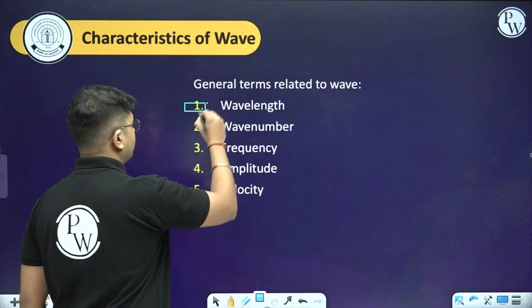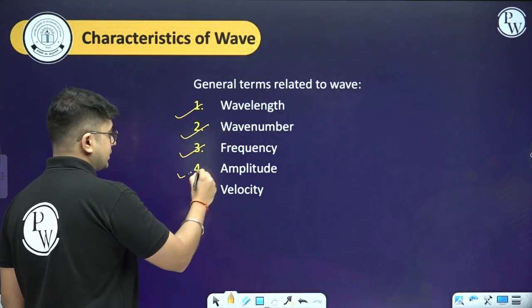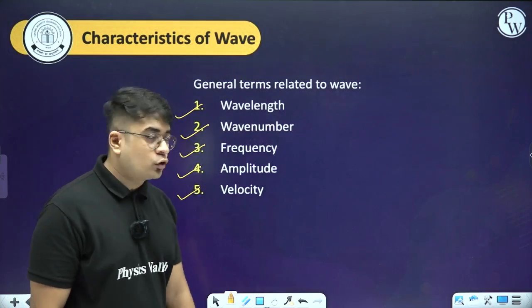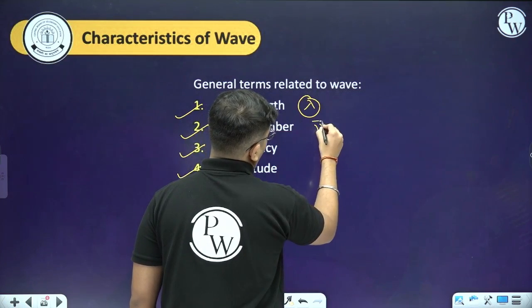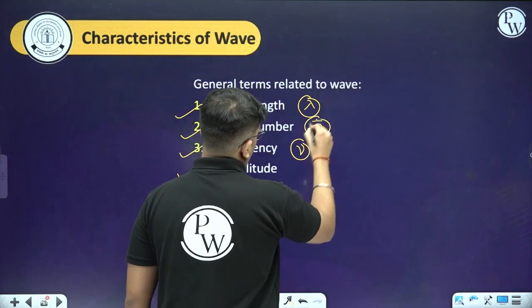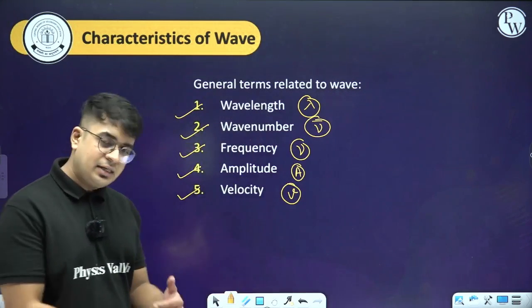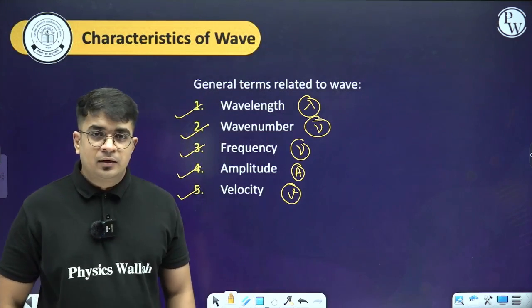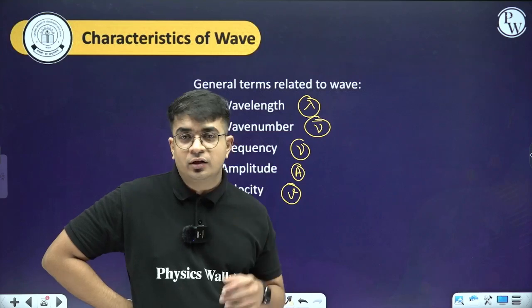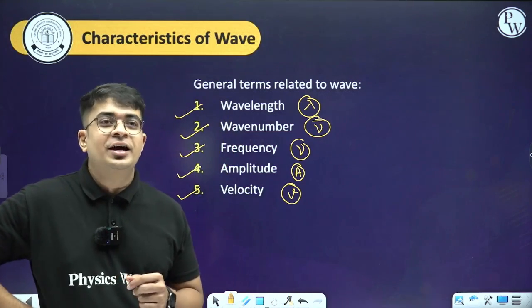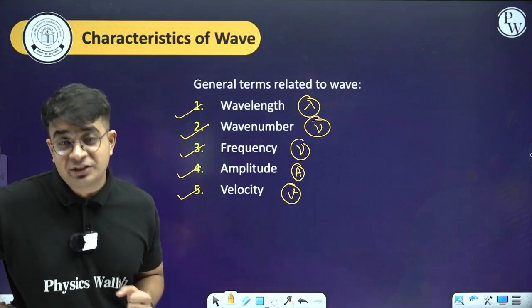First is wavelength. Next is wave number, then frequency, then amplitude, and then velocity. Wavelength is lambda, wave number is nu bar, frequency is nu, amplitude is A, and velocity is V. If you know all these things, you can easily characterize a particular wave. Standing wave, moving wave, transverse wave, longitudinal wave: in physics you have the entire portion related to waves, but in chemistry we are more concerned with these basic parameters so that we can differentiate different types of waves.